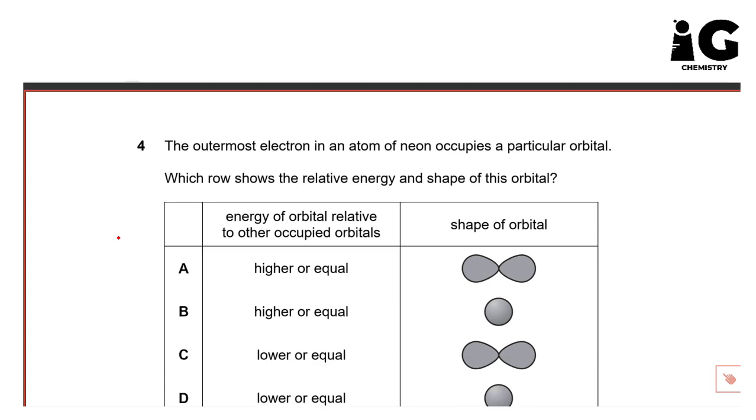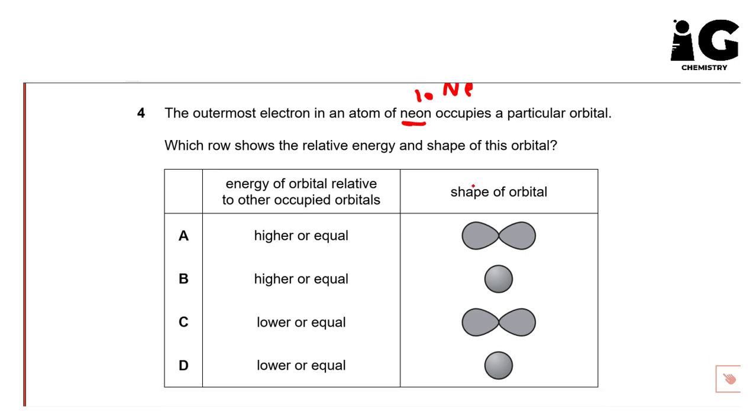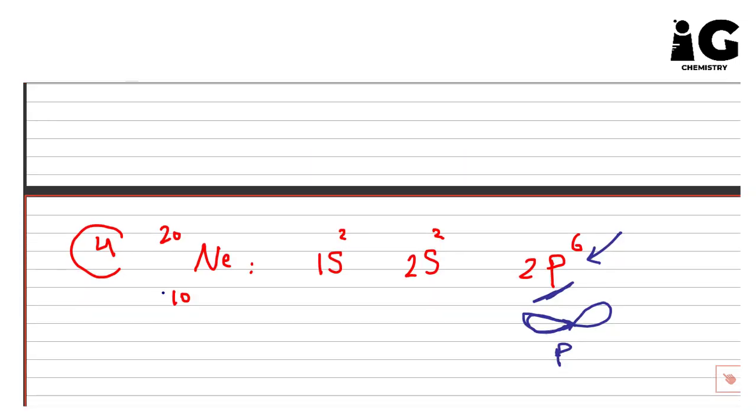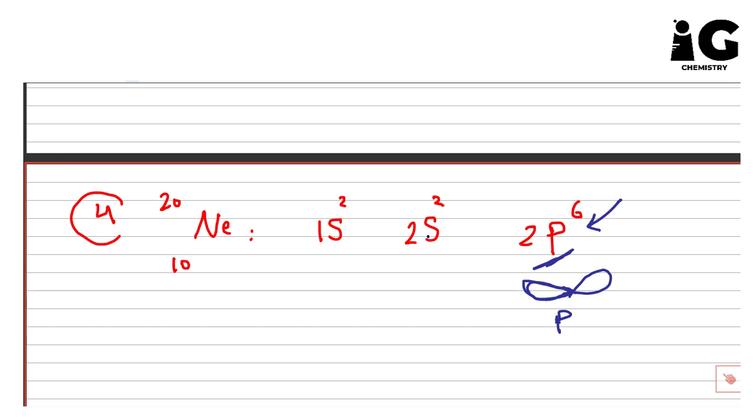Number 4, the outermost electron in an atom of neon occupies a particular orbital. Neon, guys, Ne, in the periodic table, you will find this is 10 and 20. Which shows the relative energy and shape of this orbital. First of all, guys, we need to write the electron configuration of neon to know everything about it. So this is neon 10, 20, 1s2, 2s2, and then 2p6.